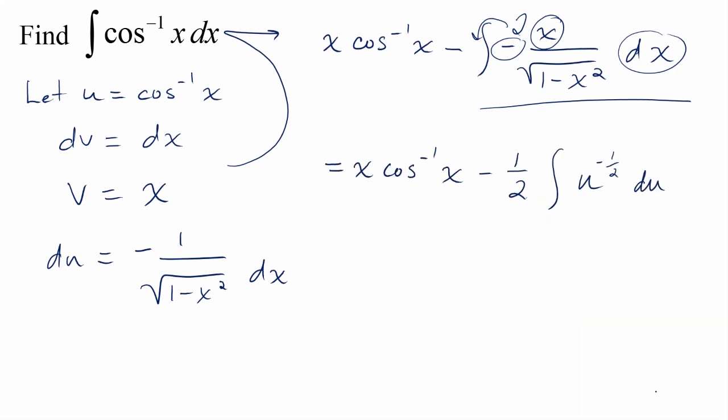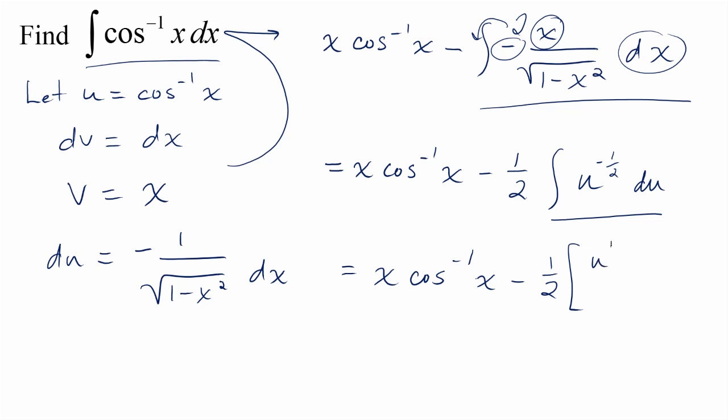So we now have the equation. The original problem is equal to x inverse cosine x minus 1/2 times the integral u to the negative 1/2 du. And we can quickly evaluate this integration. So we currently have x times the inverse cosine of x minus 1/2 times the following. It would be u to the 1/2 over 1/2 plus a constant that we'll add to the end.